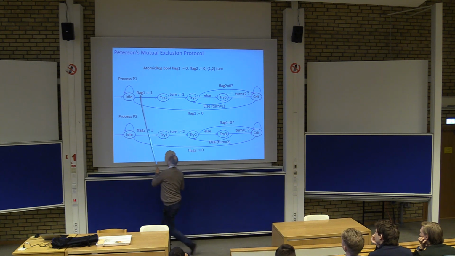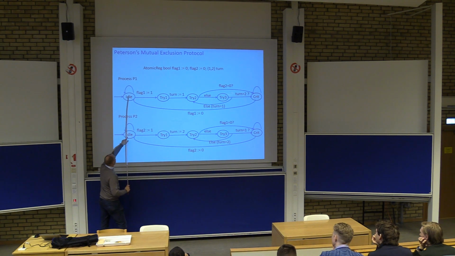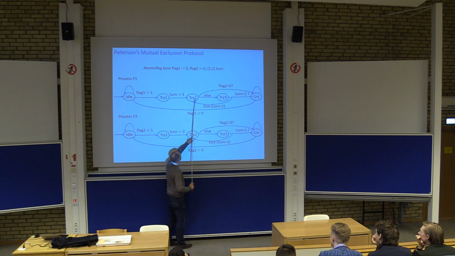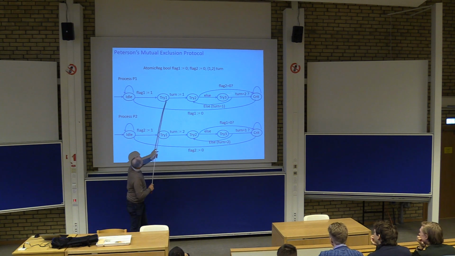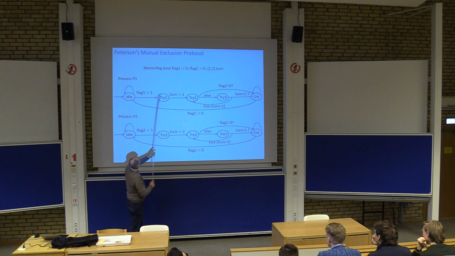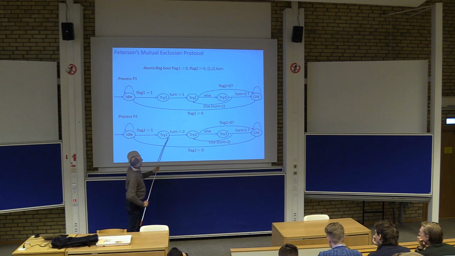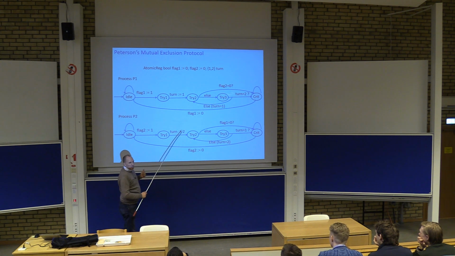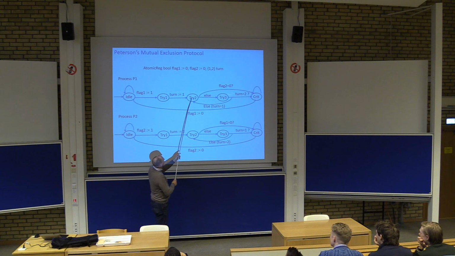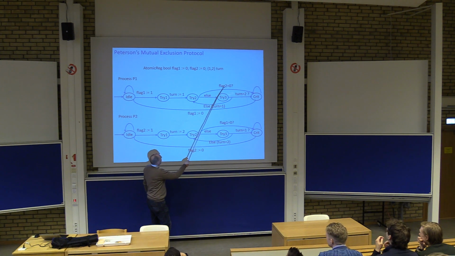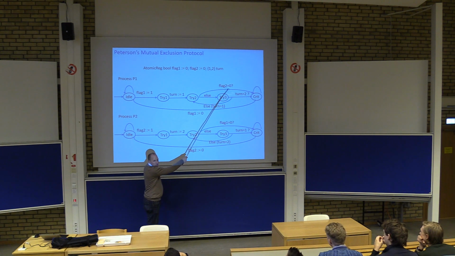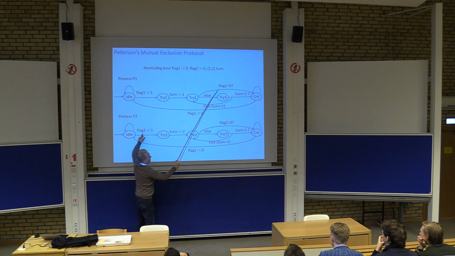But let's now assume that we are in the more complicated situation. Both of them have entered these states. And we assume that task P1 entered first and T2 entered second. So now turn will be 2, right? Will flag 2 be equal to 0? No, it will not, right? So this can't happen. So we will go into this state.